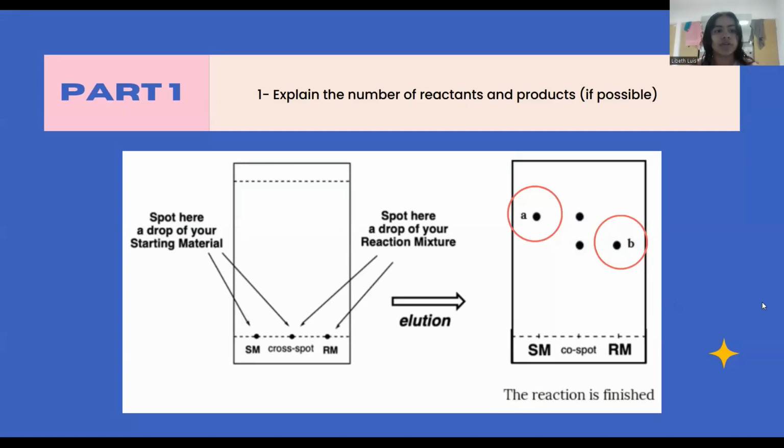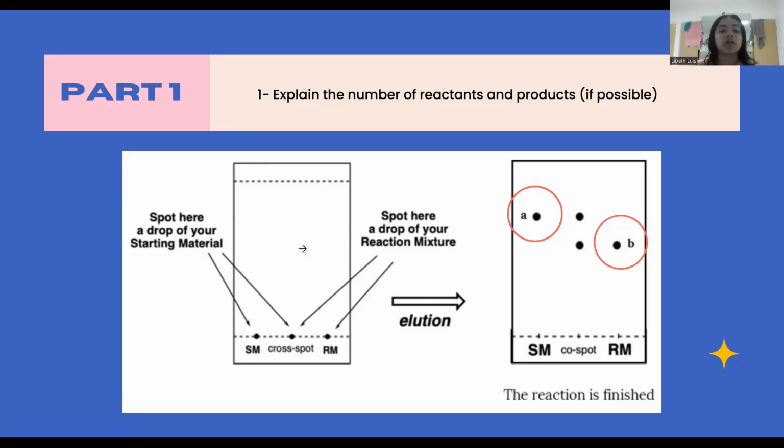Okay, so the first part, explain the number of reactants and products if possible. In the thin layer chromatography shown in the question, it can be observed that there is a presence of a reagent and a product. As I mentioned before, the stationary phase can be divided into 3 lanes. In the first lane, the left side, the SM side, the limiting reagent is observed. This means a pure sample of the reagent is seen, which in this case is a point indicated as A.